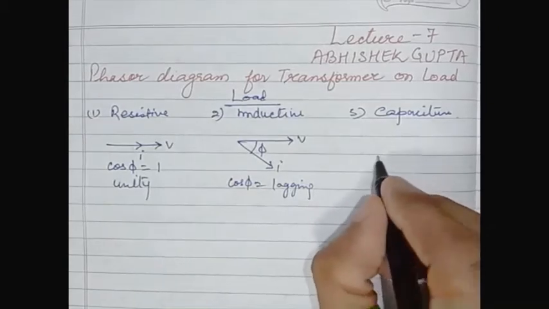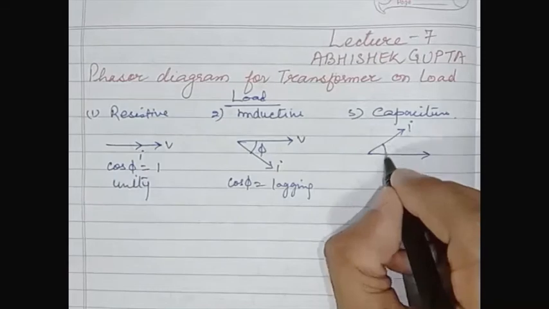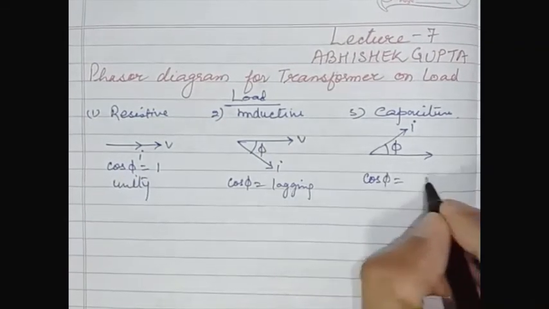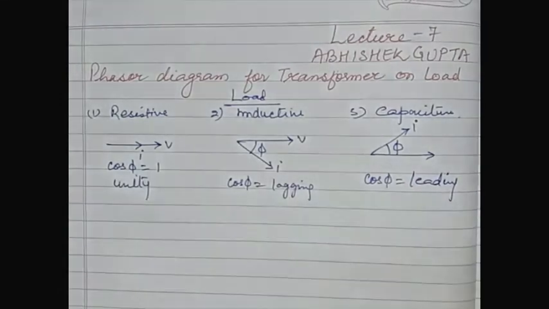And for the capacitive load, the current I leads voltage V by an angle phi. So the power factor cos phi is leading. This is the basic idea of power factor.